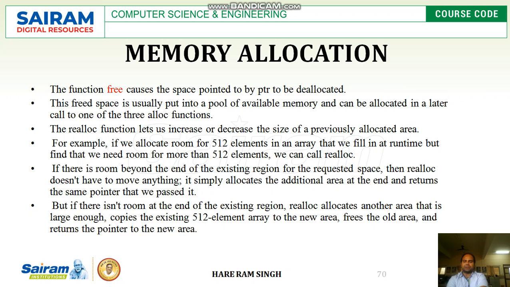The next memory function is free. The function free causes the space pointed to by the pointer to be deallocated. So what does the free function do? It makes free the space allocated by some process. This freed space is usually put into a pool of available memory and can be allocated by a later call to one of the three alloc functions. So after freeing the space, the memory which has been freed is added to the available memory, and again this memory can be allocated using calloc, malloc and realloc.